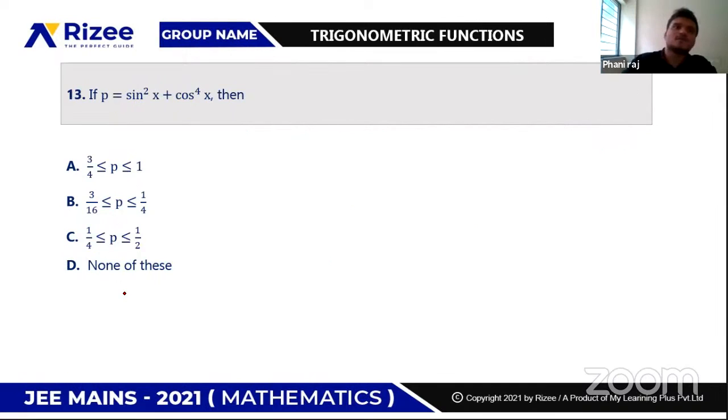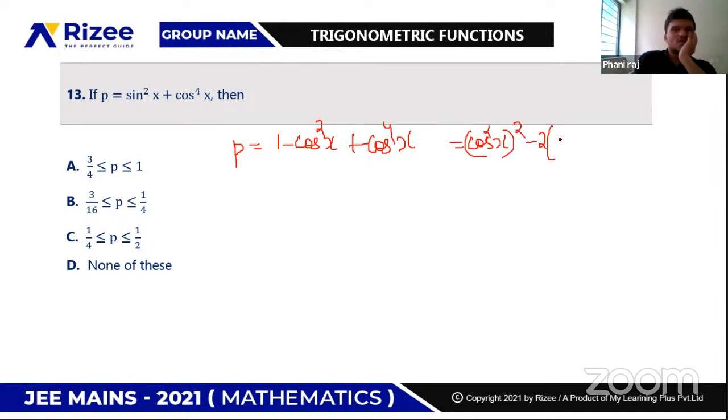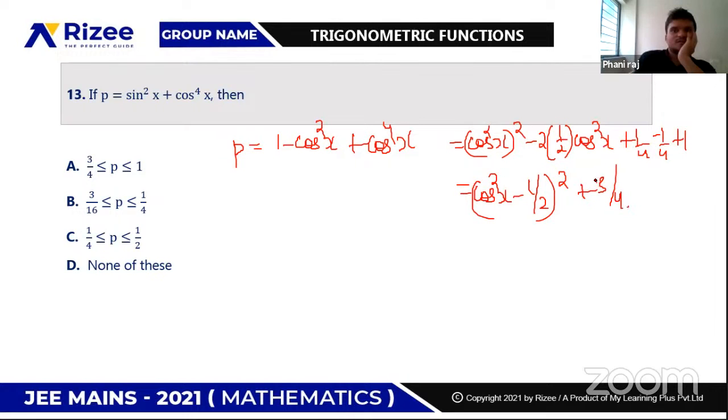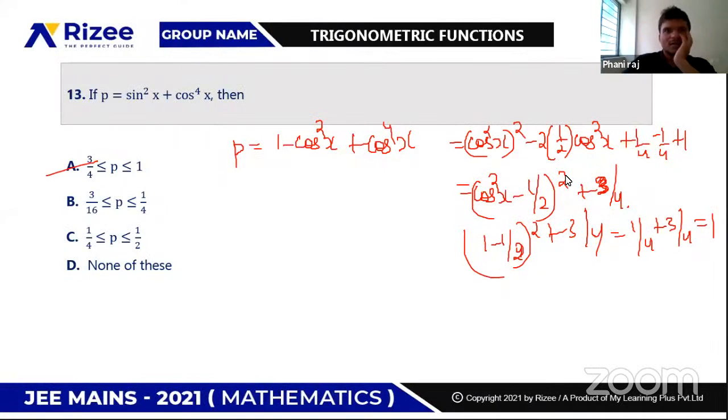Okay, fine. Next, we'll go to the 13th problem, which says p equal to sine square x plus cos power 4 x. Now you see, always convert everything into one trigonometric function. I already told you this. It's 1 minus cos square x plus cos power 4 x. Now this is same as cos square x whole square minus 2 into half into cos square x plus 1 by 4, minus 1 by 4 plus 1, which is same as cos square x minus half whole square plus 3 by 4. What is the minimum value when cos square x is half? So option A is the correct answer. Fine. 13th one, it's option A.